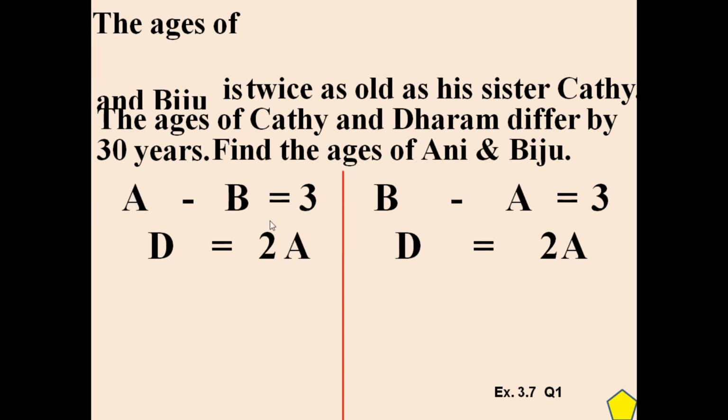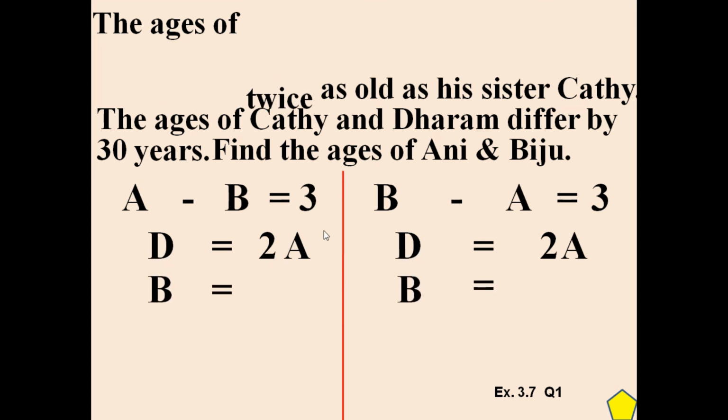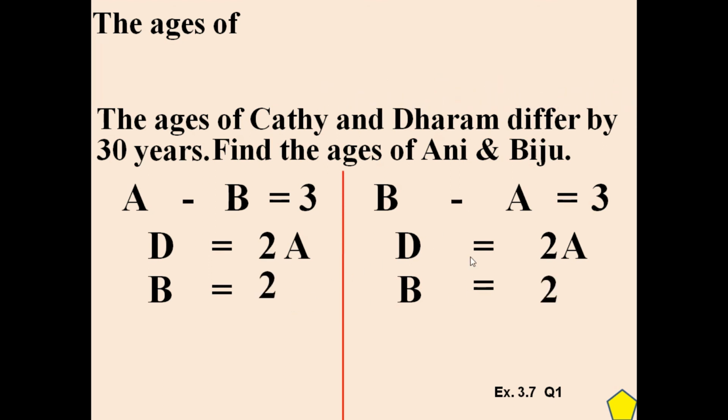So Biju will go on both the sides. Is means equal to, twice means 2. Kathy we have assumed as C, so that also comes on. This equation also comes in case 1 and case 2 both, because Dharam's age comparison to Ani is independent of the relationship between Ani and Biju. Similarly, the relationship between Biju and Kathy is independent of what relationship Biju and Ani hold. Therefore, these two equations are true in both the cases.